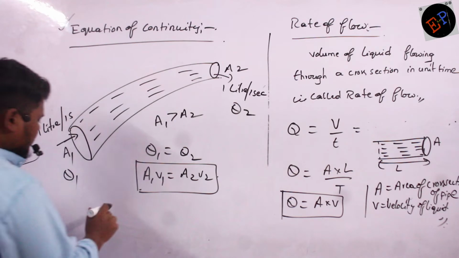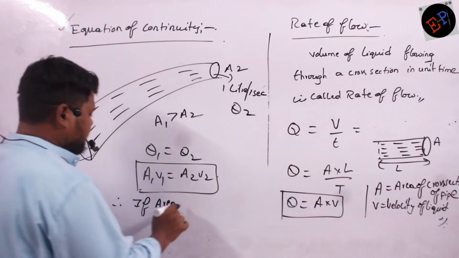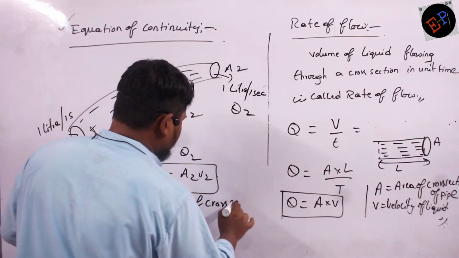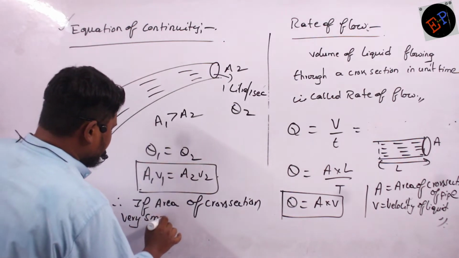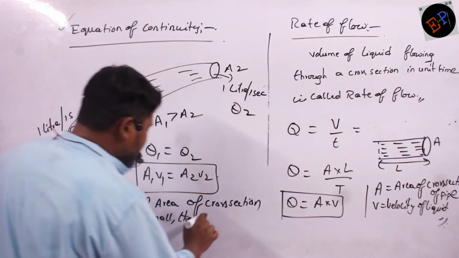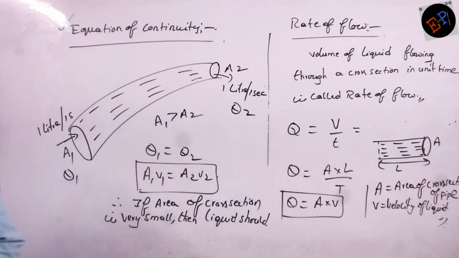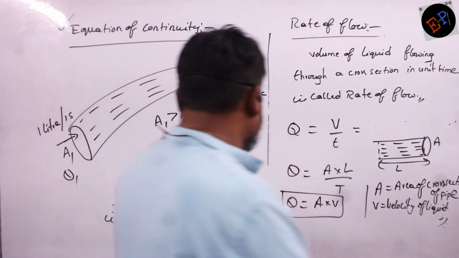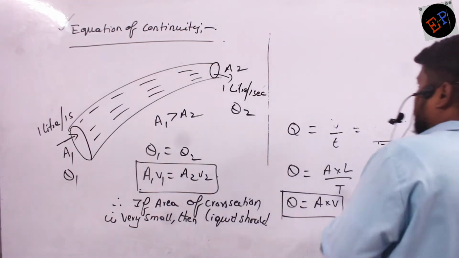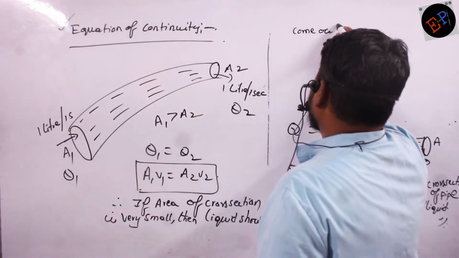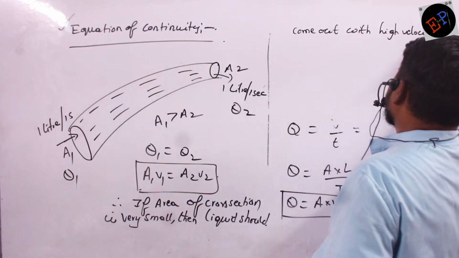Okay? So therefore what we write, therefore, if area of cross section is very small, then liquid should come out with a very high velocity. Liquid should come out with high velocity. So this is the point which we should understand.